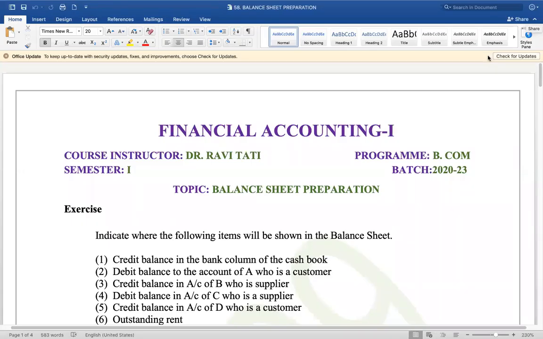Good afternoon. Once again, we will look into balance sheet preparation. Before we take up a case, a problem, we will have a quick review, right?